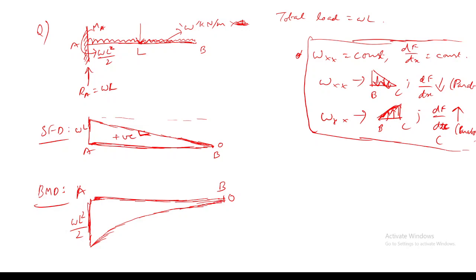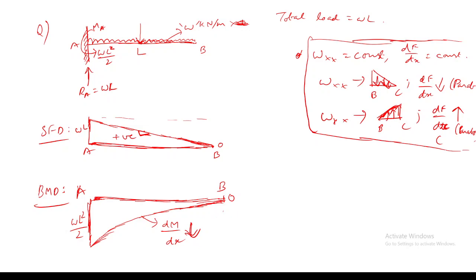If I draw like this, then it's an increasing parabola. But here we need a decreasing parabola because shear force decreases. You can say dM by dx is decreasing, or the slope of the bending moment diagram is decreasing.